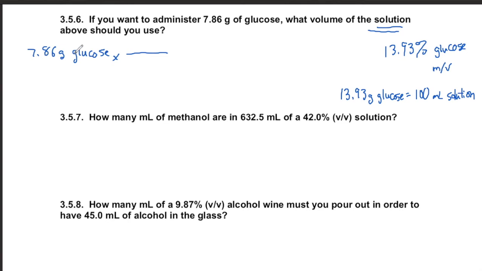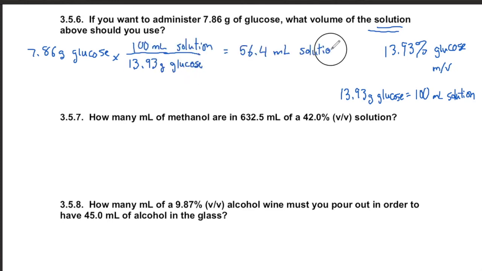If we want 7.86 grams of glucose, we'll go ahead and put the 13.93 grams of glucose in the denominator so that it cancels. And it turns out we would need 56.4 milliliters of this solution to get the 7.86 grams of glucose.